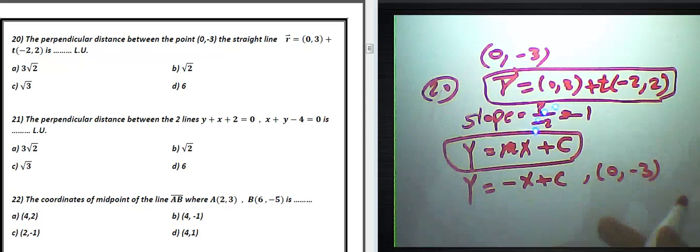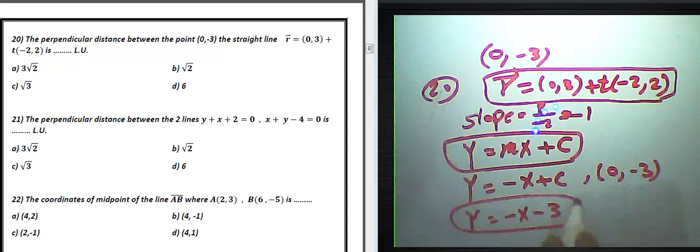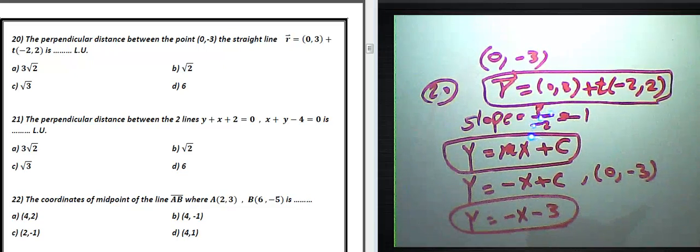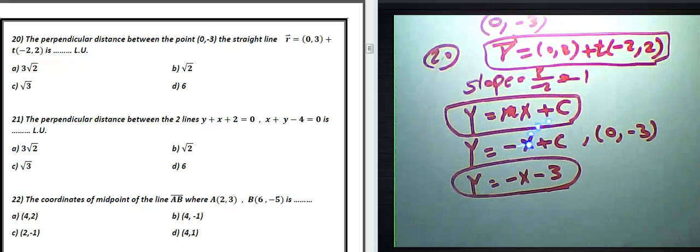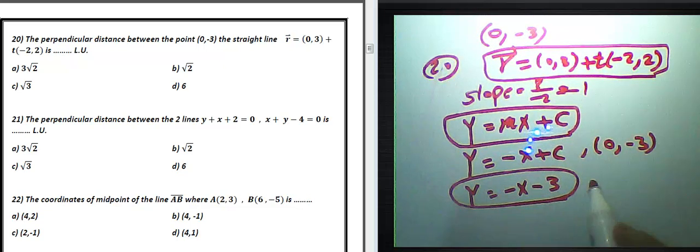We can put the point here to find the constant. Put x = 0 and y = -3, then the constant will be equal to -3. So you can write y = -x - 3. You get the equation here, and you can find the length. But first, move -x and -3 from the left-hand side to the right-hand side to write the equation y + x + 3 = 0.